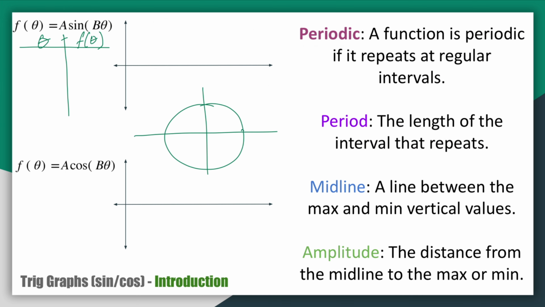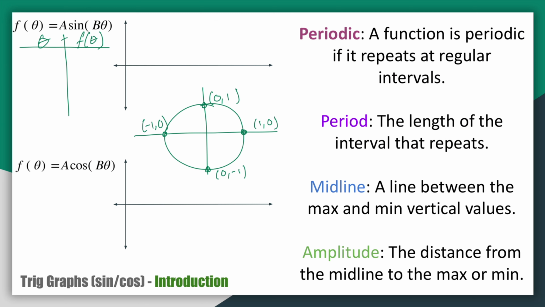And if you remember, the point here was 1, 0, right? The point here was 0, 1. The point here was negative 1, 0. And the point here was 0, negative 1. Okay, these are going to be the most important points. All right, now there were degrees for this, right?